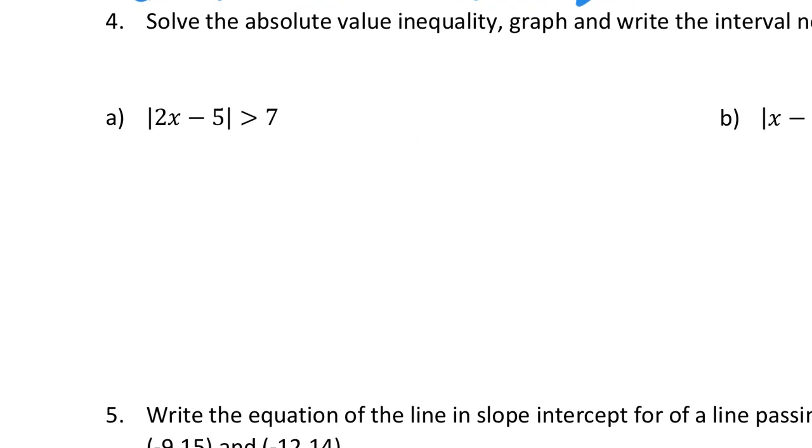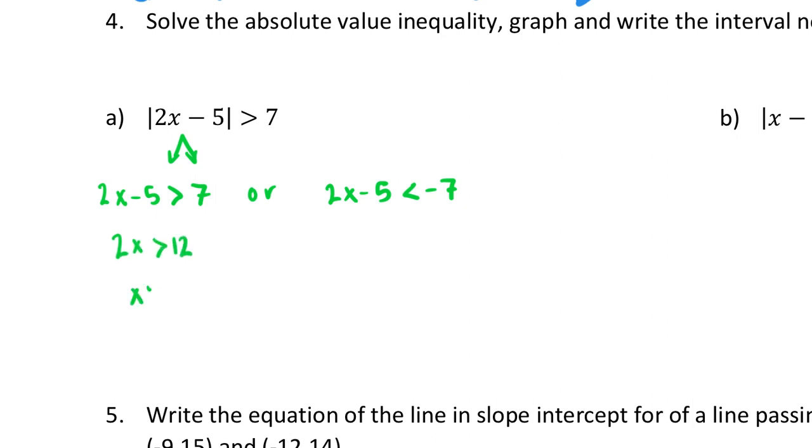Okay, so an absolute value inequality has two things happening. We either have 2x minus 5 is greater than 7, or 2x minus 5 is less than -7. We flip the sign of the second part right here because we multiplied that back part by a -1. I'm going to solve each one of these. 2x is greater than 12, so x is greater than 6. And then we also have 2x is less than -2, so x is less than -1.